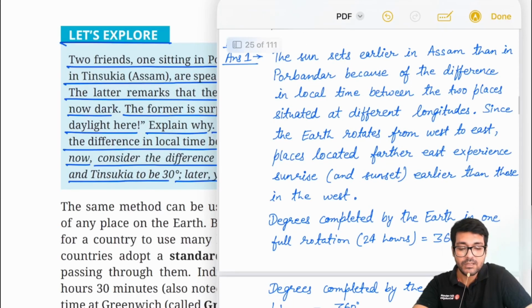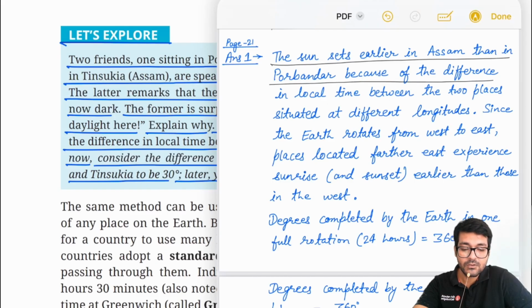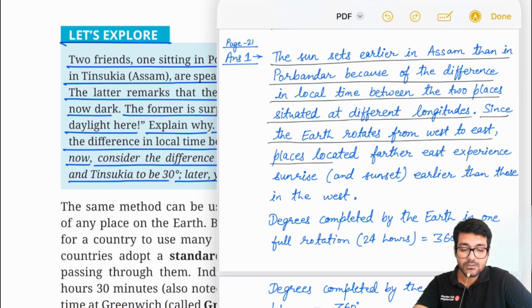You can write the answers like this. The sun sets earlier in Assam than in Porbandar because of the difference in local time between the two places situated at different longitudes. Since the earth rotates from west to east, places located farther east experience sunrise and sunset earlier than those in the west.